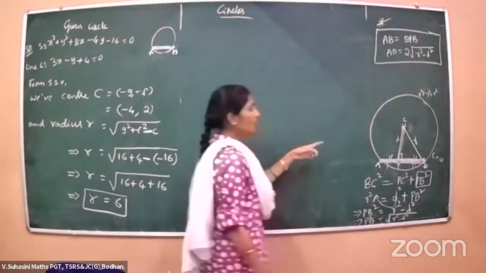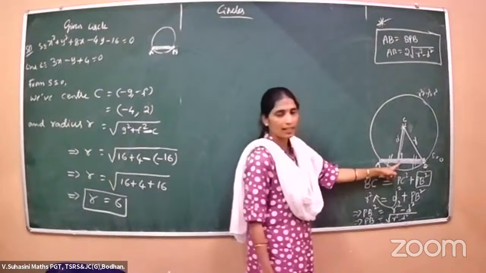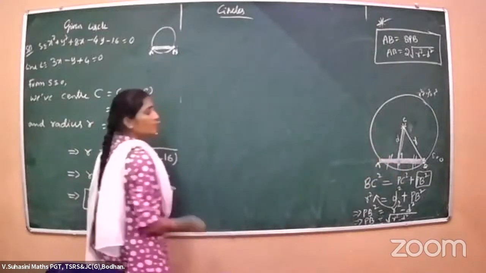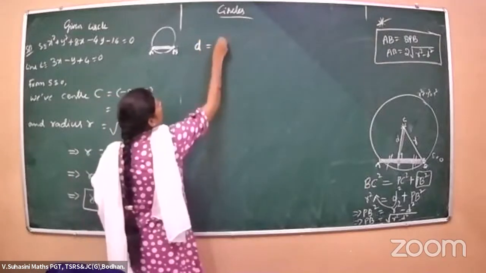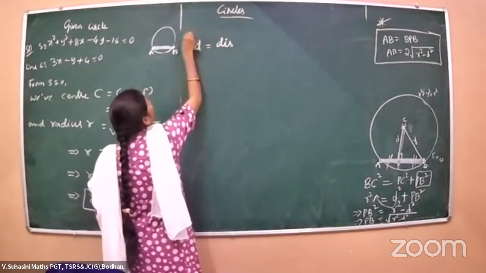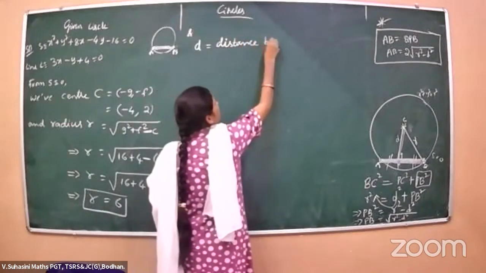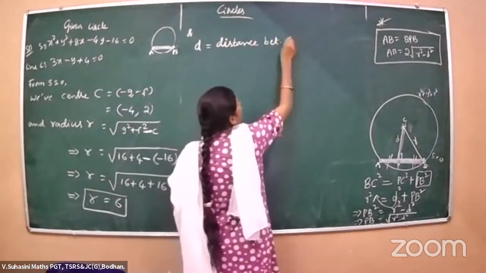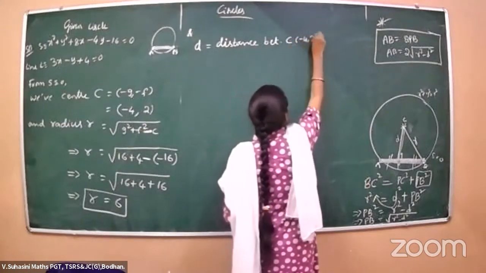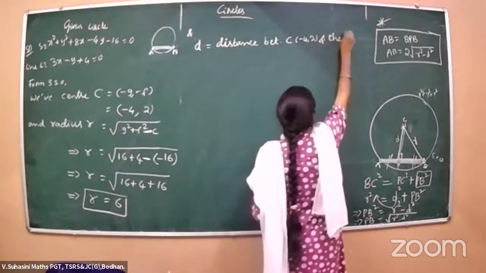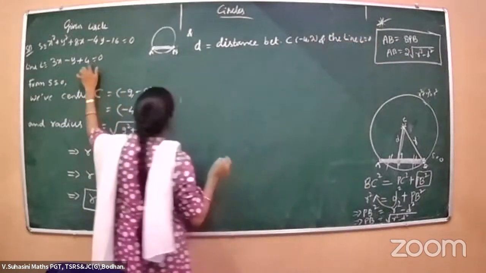How can we find out d? d is a perpendicular distance. From where to where? From the center of the circle to the line. What is the formula? Center of the circle is a point. So d is equal to distance. Which distance? Distance between center, which is minus 4 comma minus 2, and the line L is equal to 0. The line L is equal to 0 we have already written.